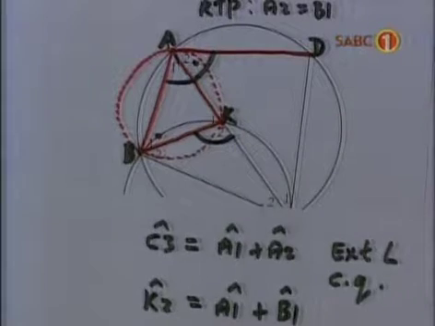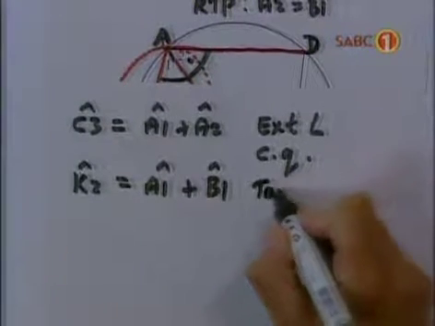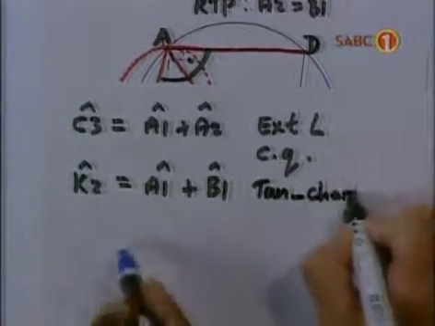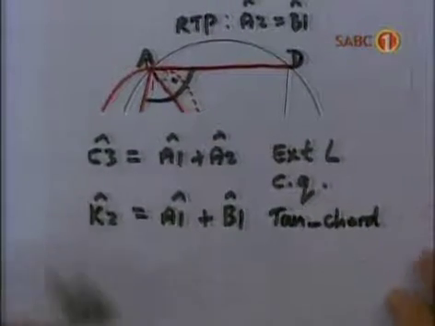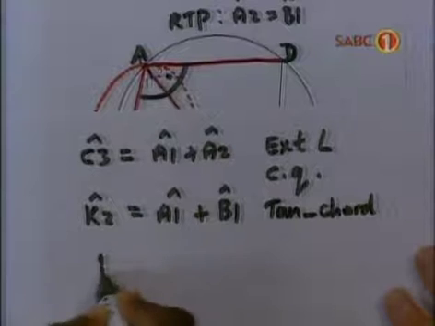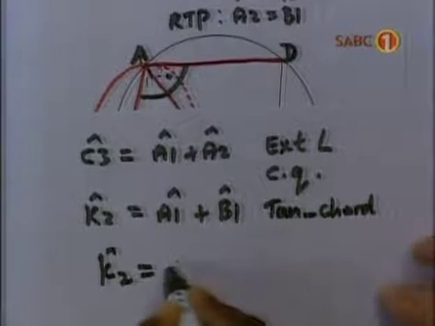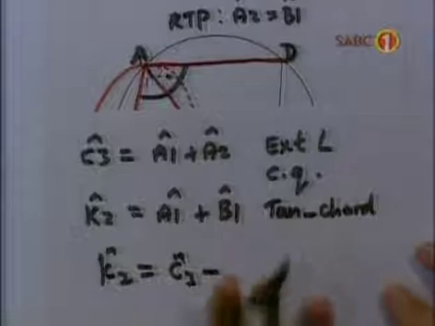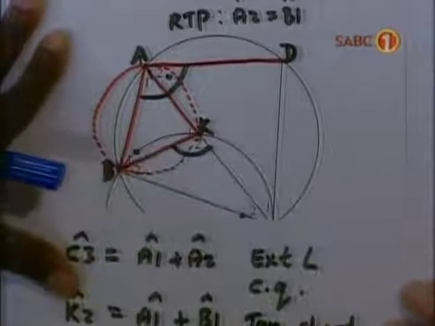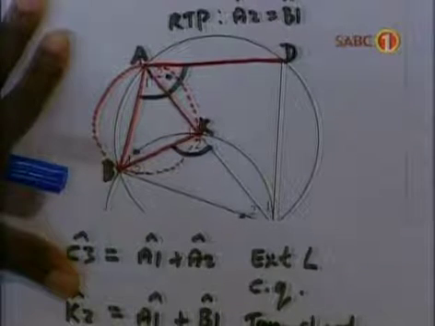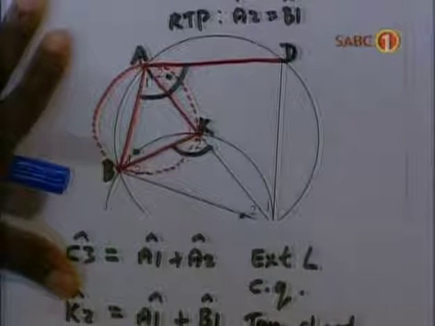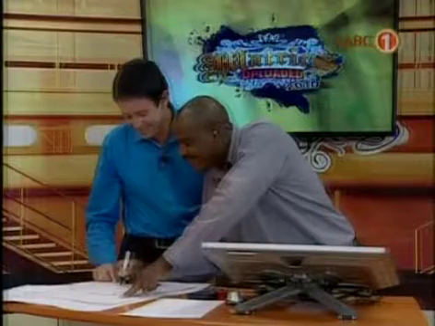And then we have to state it. Okay, let's write it quickly. Tan chord. Here, we have this, K2. K2 equals C3, tan chord. Then this should be the exterior angle of the triangle. Yes, that's it. You're thinking ahead. Exterior angle of a triangle.